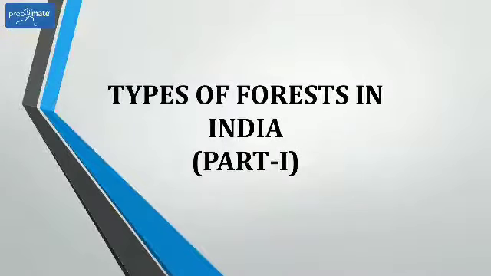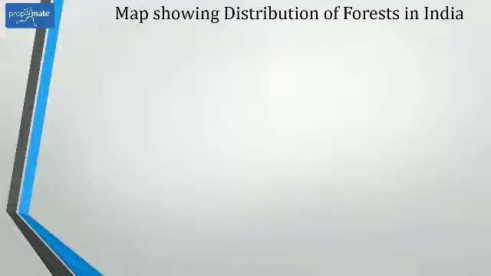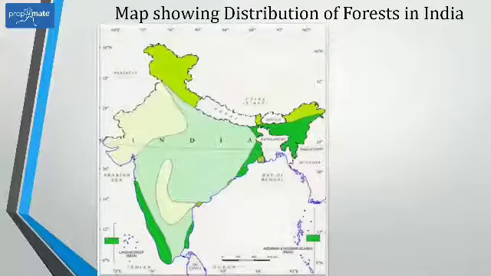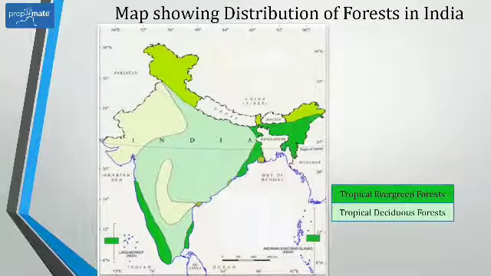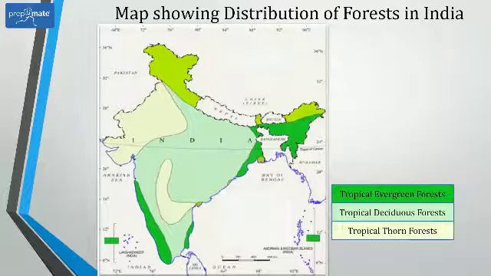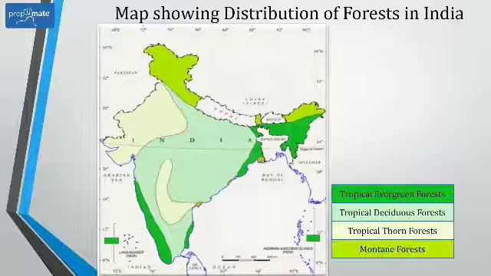In this lecture, we will learn about different forest types in India, their distribution, the climatic conditions that lead to their formation, and their unique characteristics. So, let us begin. Forests in India are broadly classified into the following categories: tropical evergreen forest, tropical deciduous forest, tropical thorn forest, montane forest, and mangrove forest.